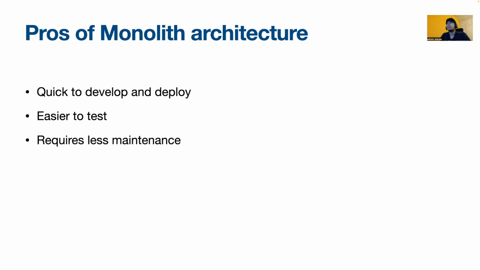Next one is pros of monolithic architecture. Just like I explained in the previous slide, it is very quick to develop and deploy because there is only a single code base where you have to update your code and then you can deploy your code. And then it is easier to test since your entire code logic is present in a single location, and multiple people from your team can easily access the code and clone it and then test the required logic and functions. It requires less maintenance since it is a single code base. A small DevOps team can maintain your monolithic software architecture.